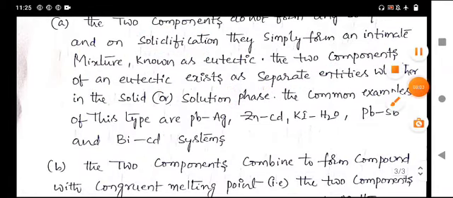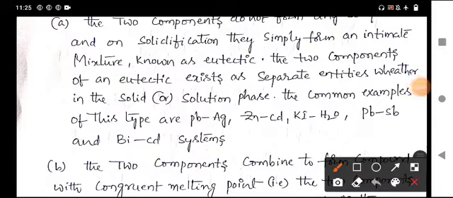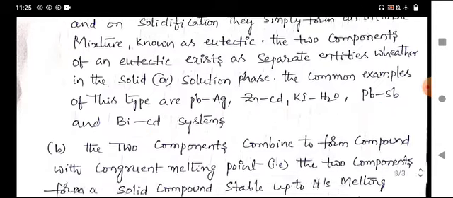For this we can take the common examples: lead and silver system, zinc and cadmium system, potassium iodide and water system, lead and tin system, and also bismuth and cadmium system. In all these systems the two components can form a eutectic. The entities in this eutectic are separate, whether in a solid or a solution phase.